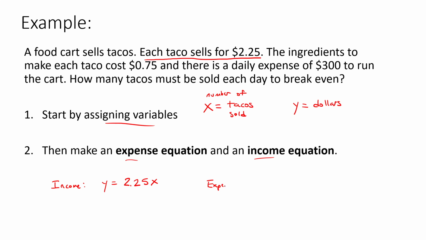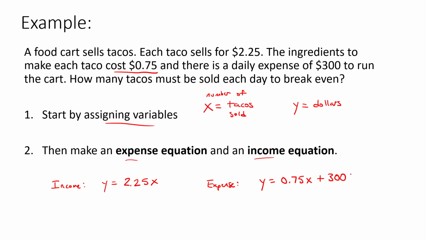Expense, right, is how much you're spending. And again, it will be some amount of dollars, right, is equal to, well, let's see. Each taco that we make is going to cost us 75 cents, right, for all the ingredients that make it. So we can say 0.75 times x, right? X is, again, number of tacos. But then we need to add on $300, just a flat $300.